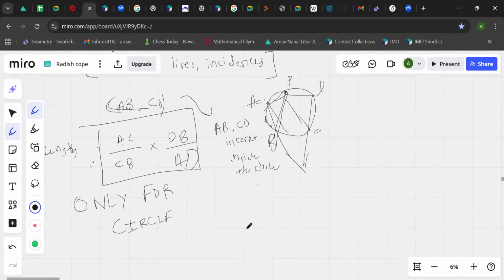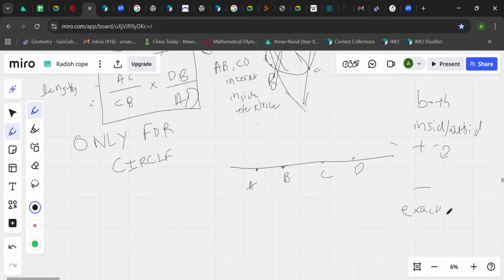Okay, I think we should have talked about this earlier, but we can just talk about signs on lines. Again, if you have A, B, C, D on a line, it's the same thing. If C and D both lie outside, then it's positive. If exactly one of them lies inside, then it's negative. If both of them lie inside, it's positive. So both inside or both outside is positive. Exactly one inside is negative. Does that make sense? Yeah.